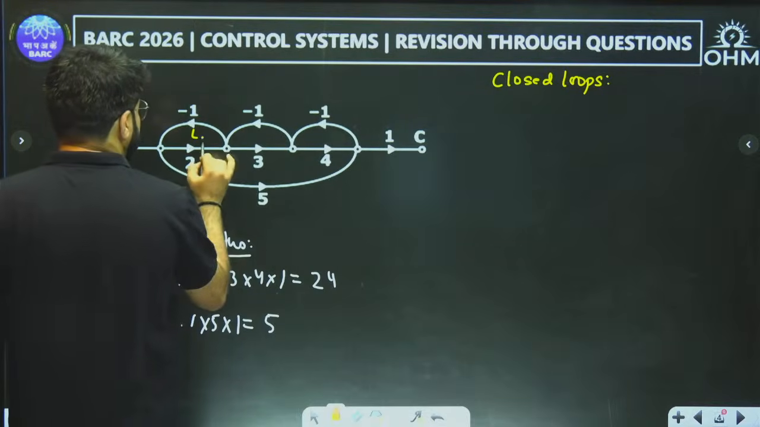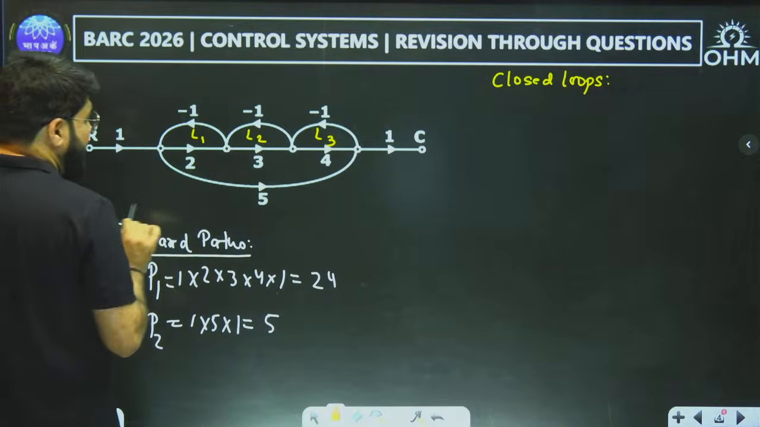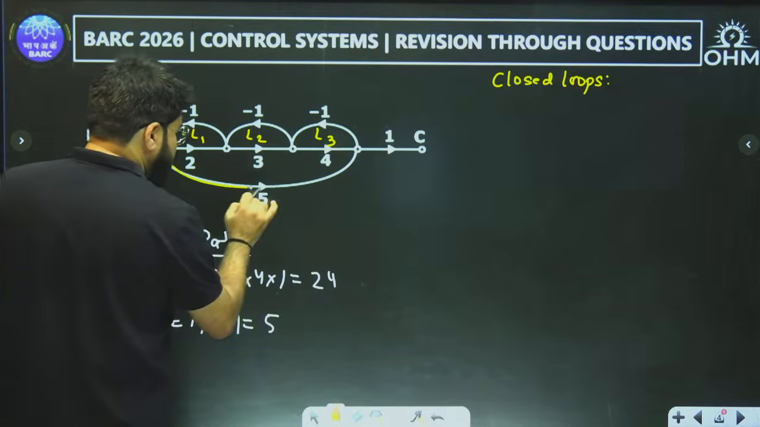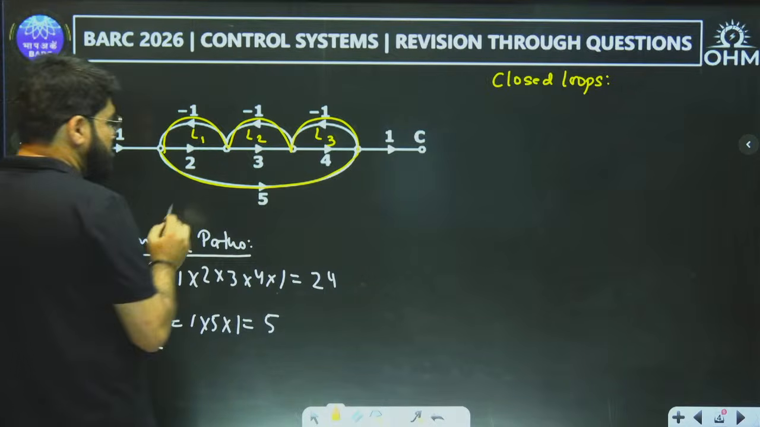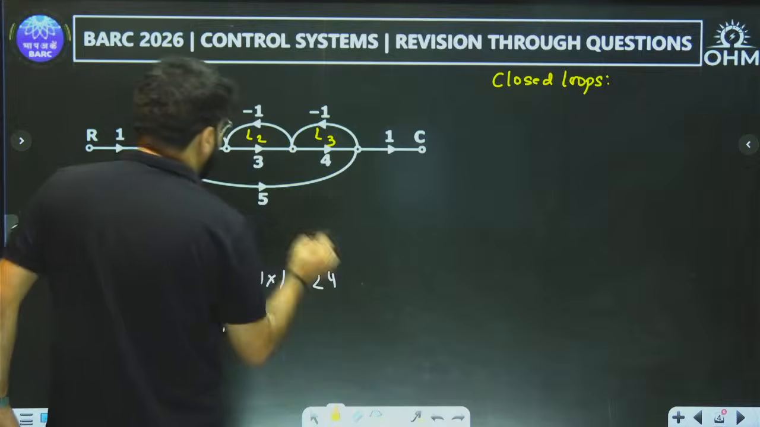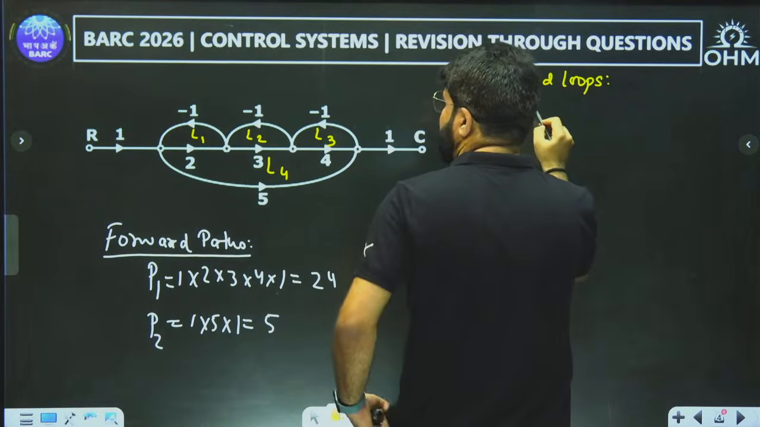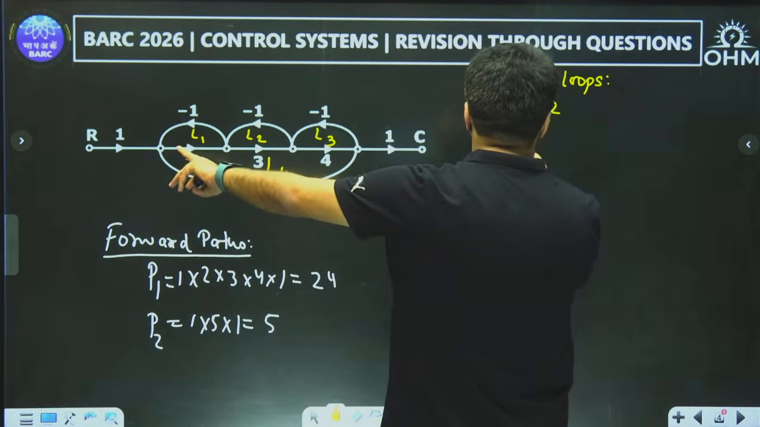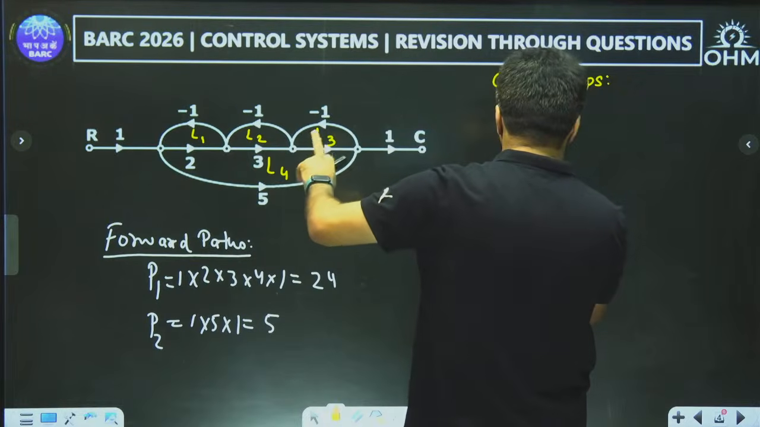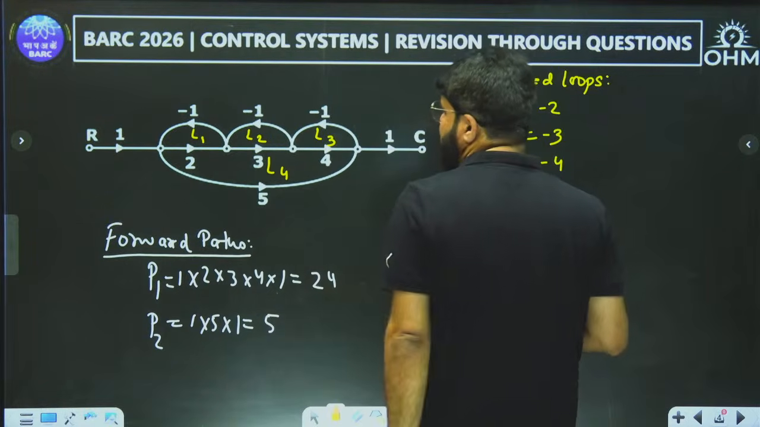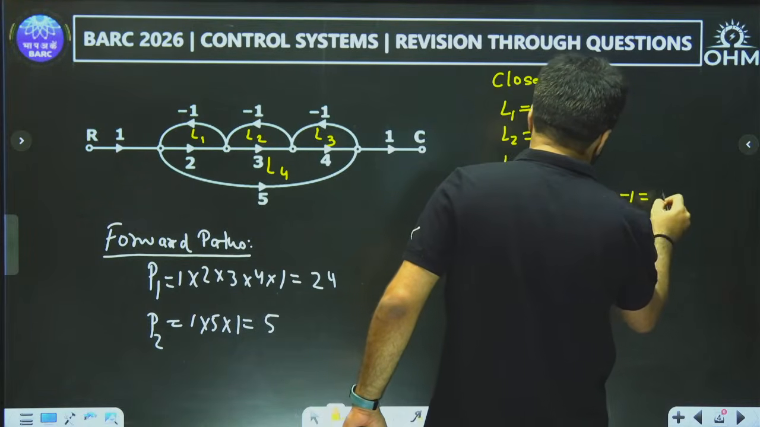Very clearly you can see the loops L1, L2 and L3. Then there is one more loop that goes from this bottom branch 5, then minus 1, minus 1, minus 1. This also makes the loop closed, with the same starting and ending point, and this is known as loop number 4. So there are 4 loops, and they are respectively: first is minus 2, then 3 into minus 1, this is minus 3, the next loop is minus 4, and the next loop is 5 into minus 1, minus 1, minus 1, which is equal to minus 5.